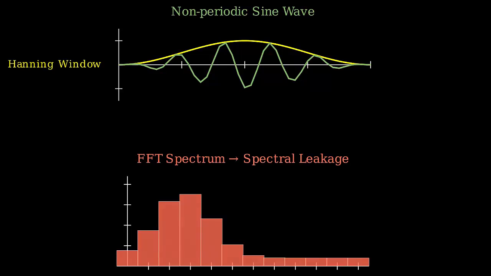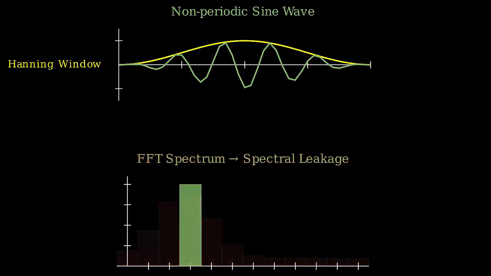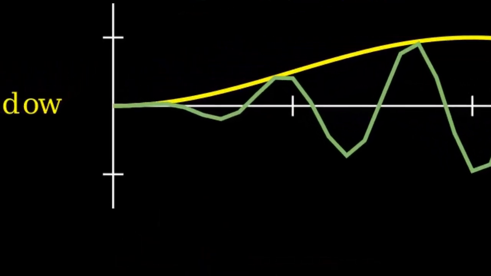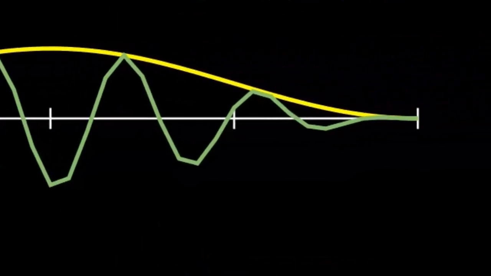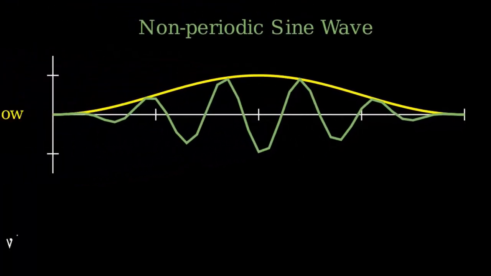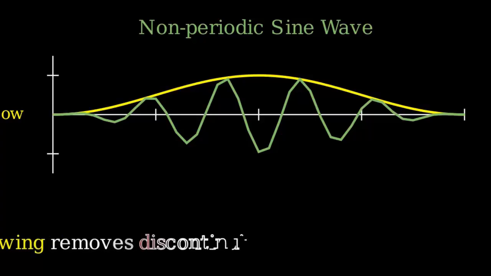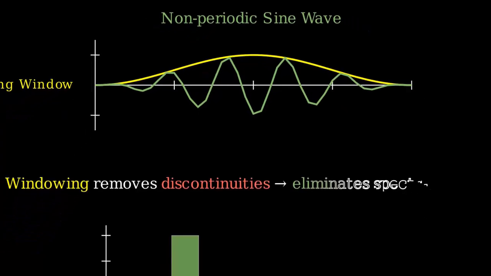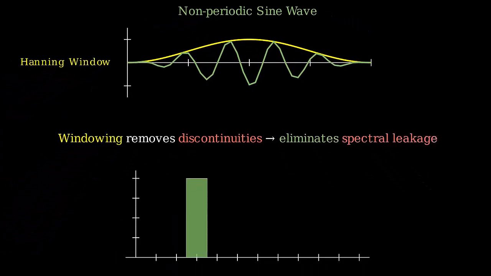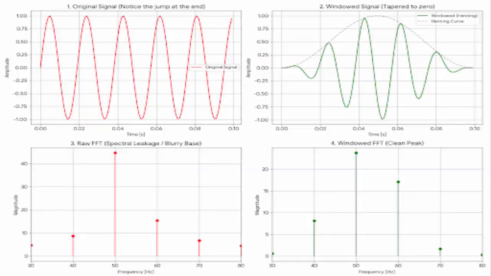To fix this and to get those crisp textbook peaks, we use what's called a window function, like a Hann or a Hamming window. Think of it as a fader. It gently tapers the signal to 0 at the beginning and the end of our sample. By smoothing those edges before we hit the FFT button, we force the math to focus on the true frequencies. It basically cleans up the data so we can see exactly what's happening in our system without the noise.